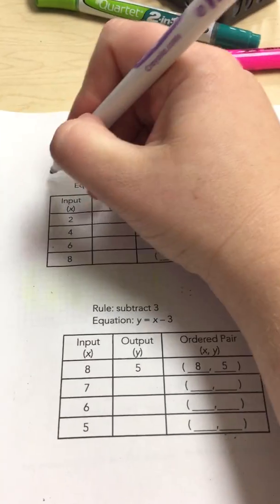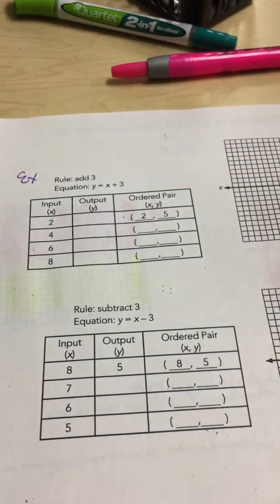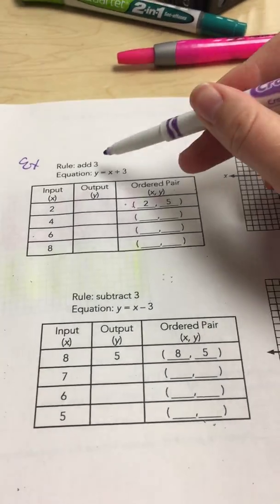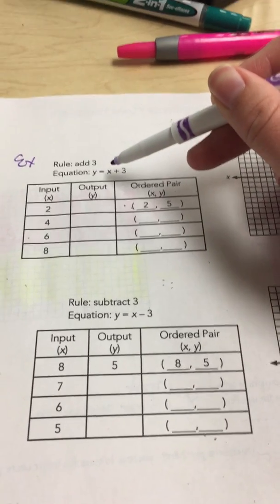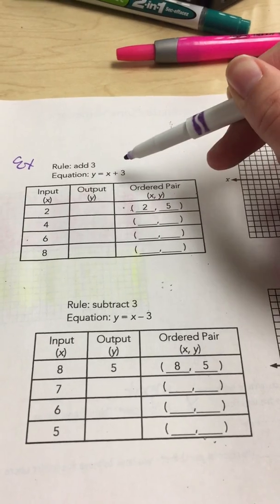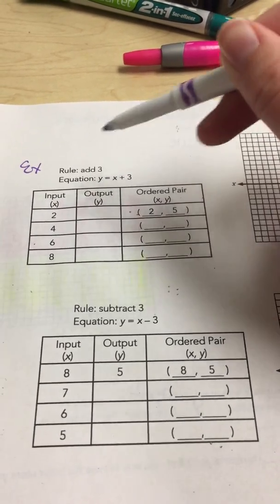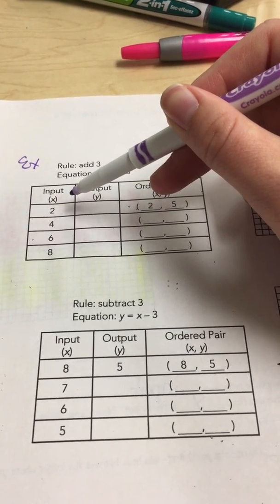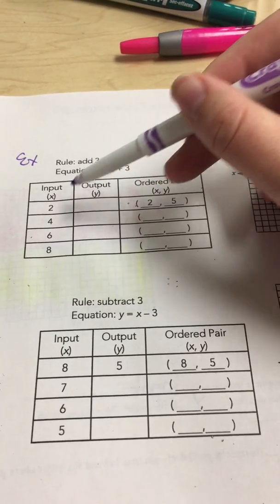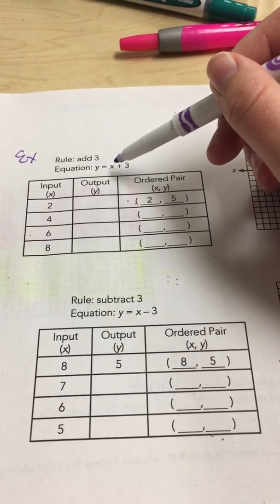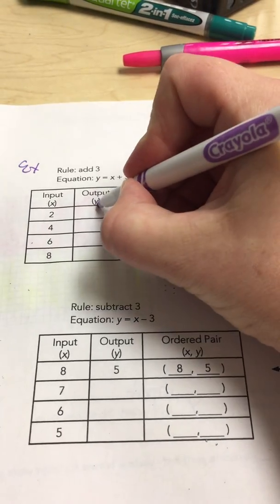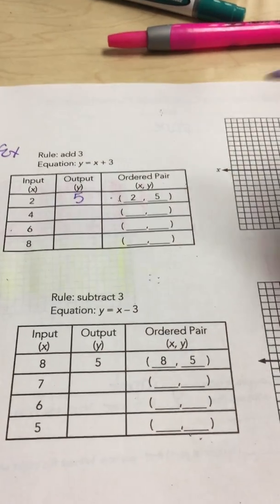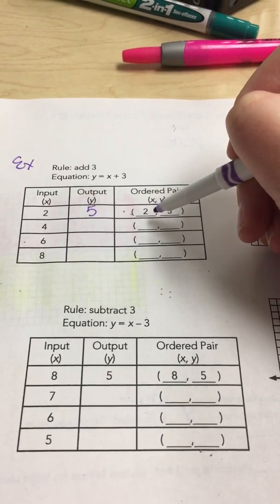All right, we're going to try this one on the back together. So this is our example. Our rule for this one is to add 3. So in this case, our y, or our output, we're going to find when we solve the equation x plus 3. Now our x is going to be on our input box, which is right here. So our first one says 2 for the x. If I plug 2 into this equation, I have 2 plus 3, which equals 5. That gives me an ordered pair of 2, 5.